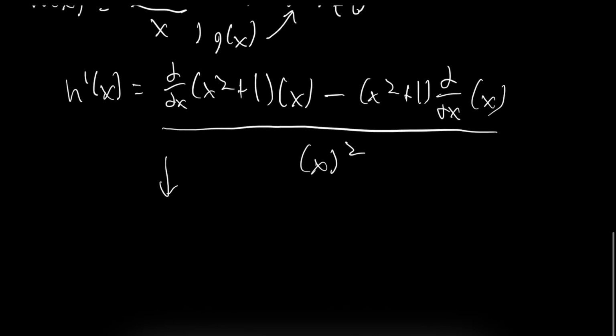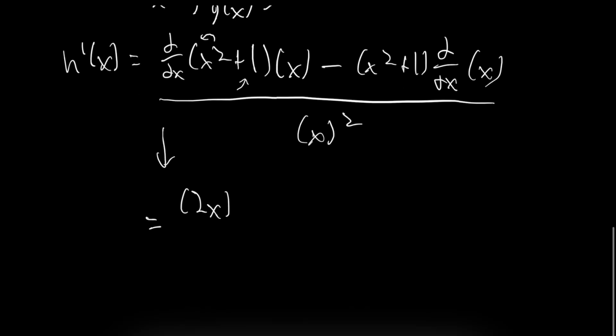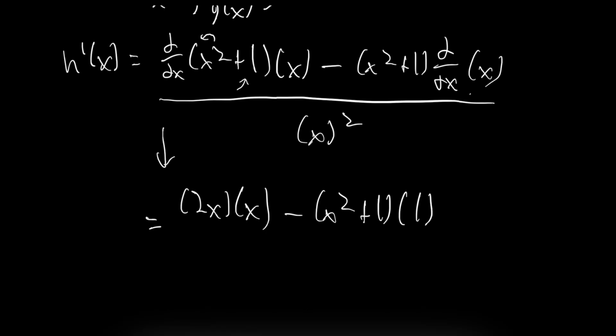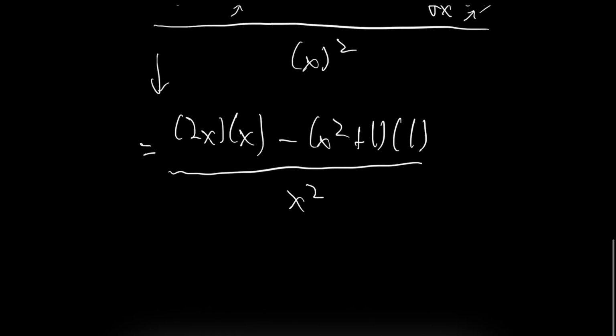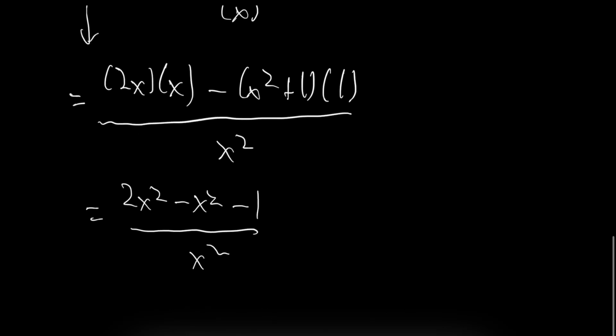Okay? So this is equal to 2x, right? X squared, 2 hops down, and then this 1 goes to 0, right? Times x minus x squared plus 1 times 1, right? Derivative of x is just 1, over x squared. And this is equal to 2x squared minus x squared minus 1 over x squared. Okay? And simplify this further, x squared minus 1 over x squared.